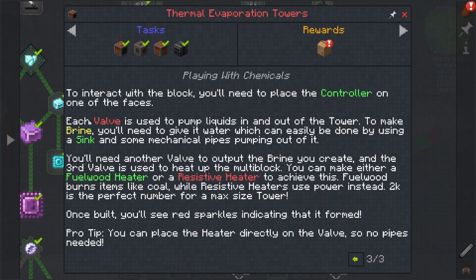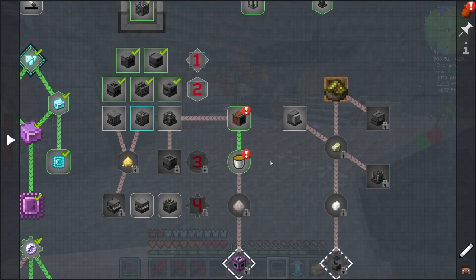Controller. Each valve is used to pump liquids in and out of the tower. To make brine, you will need to give it water. And then a valve outputs brine. And the third valve is used to heat up the mixture. Yeah. That's all we need for those.